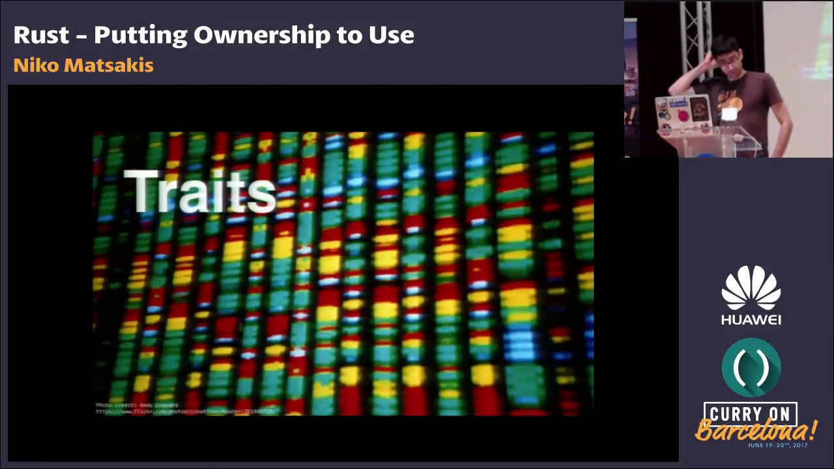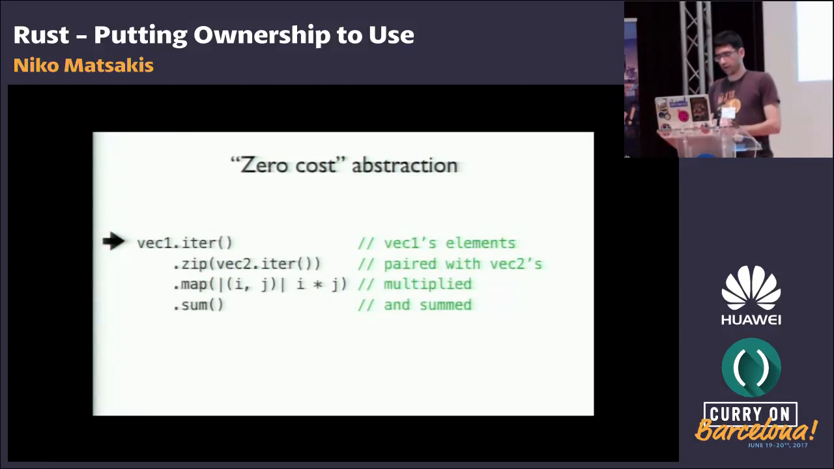So traits are our mechanism for doing generic programming. And we saw earlier this iterator trait, and I'm going to go through that one in detail. This is an example of using iterator. It is a dot product.